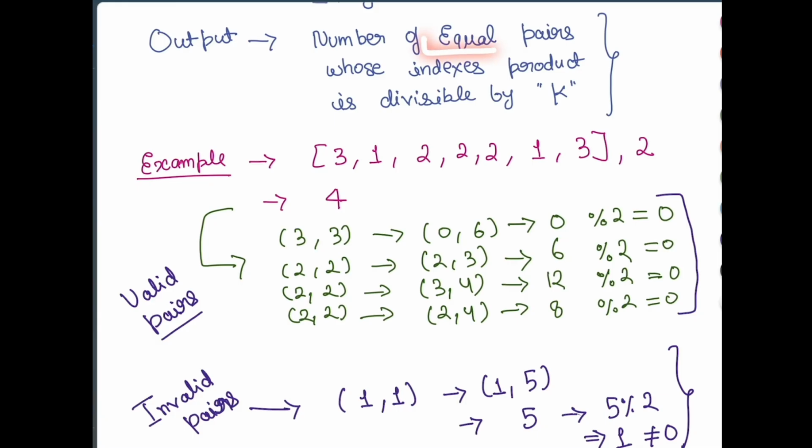First, that the numbers should be equal. Since we are creating all the pairs, we might create a pair 3, 1 as well, right? 3, 2 as well, right? So we need to process all those pairs whose numbers are equal, and then once they are equal, we need to check that the indexes product is also divisible by k.